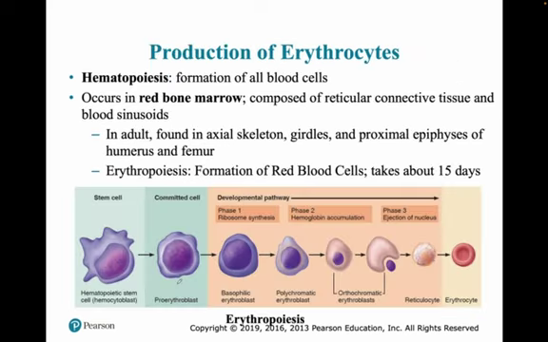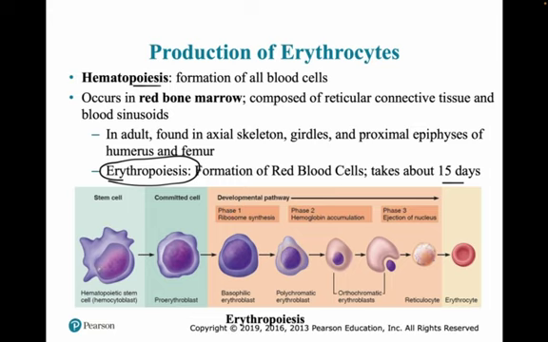Now, how are these erythrocytes produced? First of all, blood cells are produced by a mechanism called hematopoiesis. Poiesis means synthesis, and hemato means it is related to blood. So formation of all blood cells means hematopoiesis. Now, when we are specifically talking about RBCs, erythrocytes, then we will call it erythropoiesis, the formation of red blood cells. It takes about 15 days. This is the whole process.